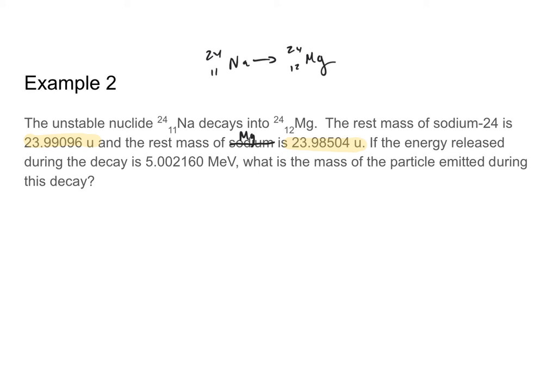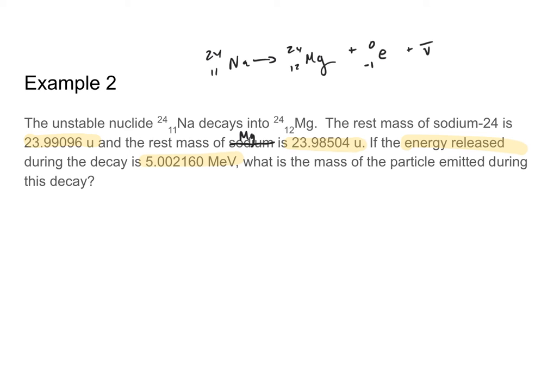The energy released during the decay, so we know the energy released is 5 point something mega electron volts. We need to figure out the mass of the particle emitted during this decay. So first of all, let's identify the particle emitted, since we have done that already. We know it has to have a charge of -1, therefore it must be an electron. And of course we have the electron antineutrino. That has no mass, no charge, so we don't have to worry about it here.